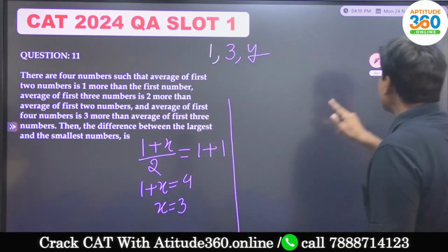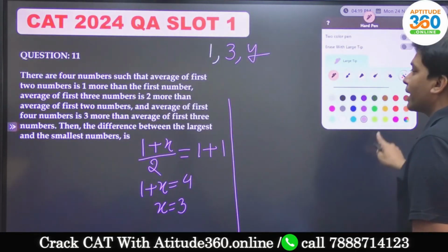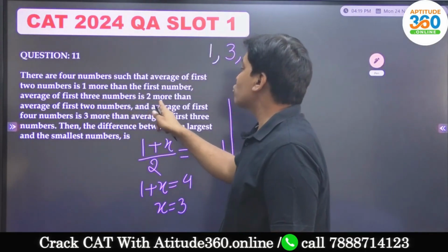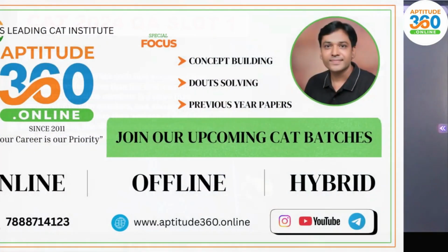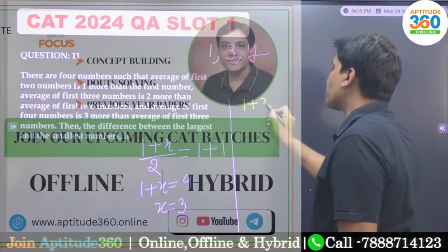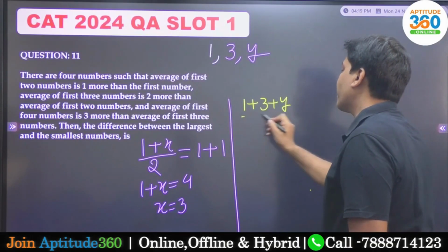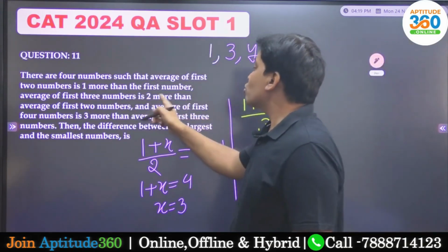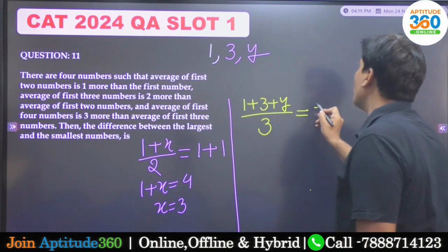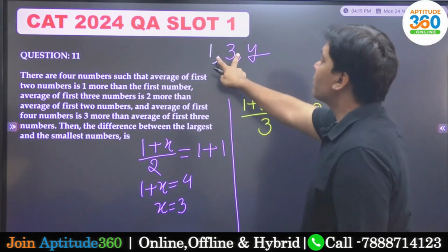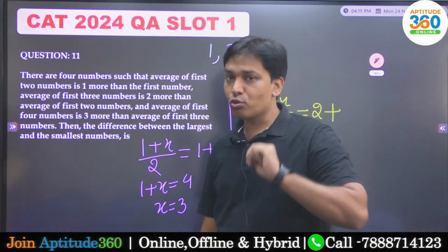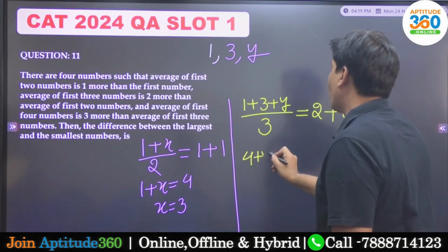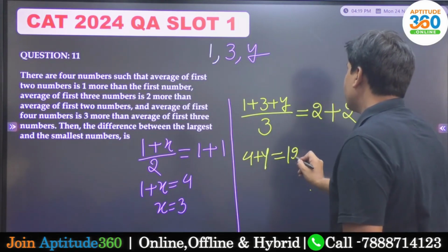And the question again says that average of first 3 numbers is 2 more than average of the first 2 numbers. What is the average of the first 3 numbers? 1 plus 3 plus y divided by 3. And it says it is nothing but 2 more than the average of the first 2 numbers. Average of the first 2 numbers is 2, right? So it becomes what? 4 plus y is equal to 12.